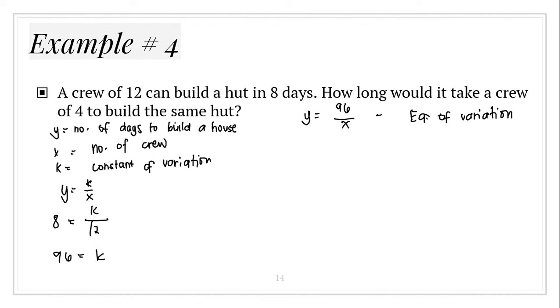So after this, what we are going to do is substitute 4 because the latter part says here how long would it take a crew of 4 to build the same house. So number of crew is x, so we substitute it with x. So y is equal to 96 over 4. So when we plug it in our calculator, 96 divided by 4, that would be equal to 24. Therefore, it will take 24 days for the crew of 4 to build a house.